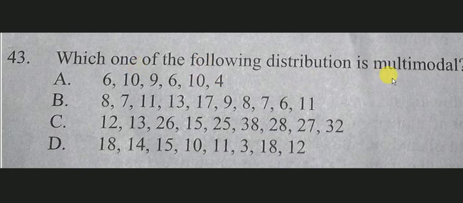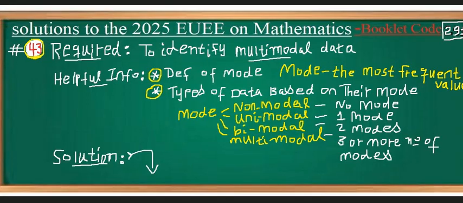Which one of the following distribution is multimodal? In order to answer this problem, we have to recall the meaning of multimodal. First, what is required to identify multimodal data among the given choices? What information do we need to answer the problem or the question?